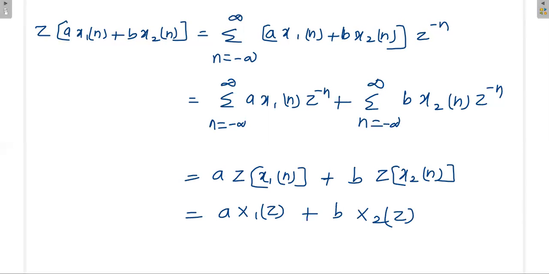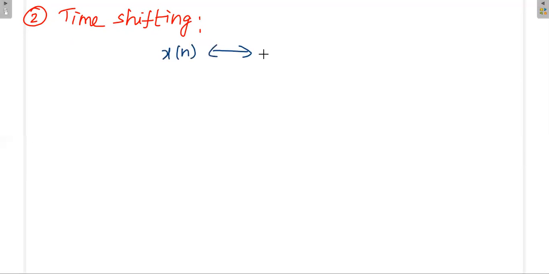The next property is time shifting property. x of n is the signal, the Z transform is X of z. Suppose the signal is shifted by the amount of m, say for example to the right side here, then what is the Z transform? That is z power minus m X of z.